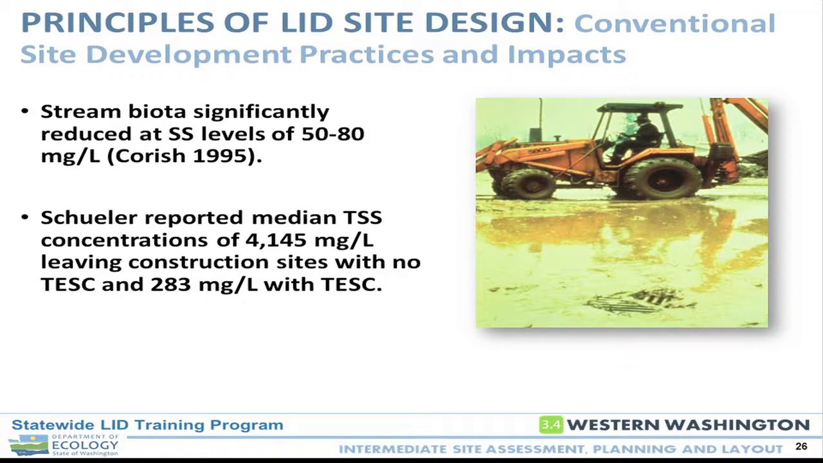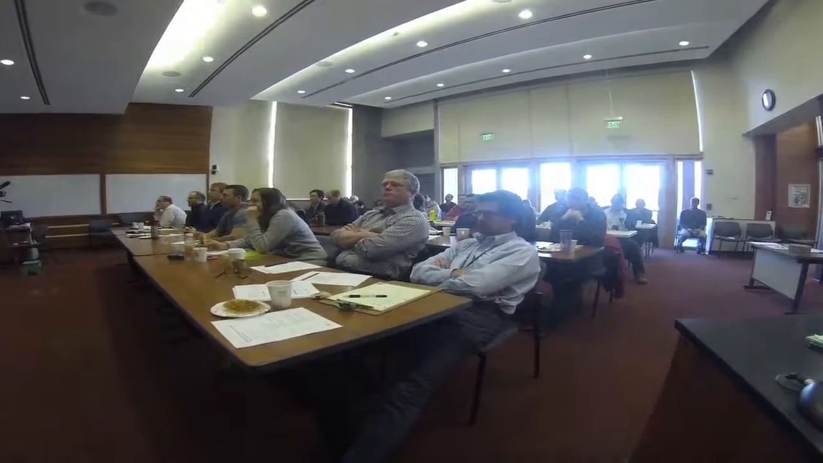Tom Schuler from Center for Watershed Protection reported median TSS concentrations of about 4,000 milligrams per liter leaving construction sites with no temporary erosion and sediment control, so that'd be probably a site like you see there in that picture. And then something like 280 milligrams per liter with temporary erosion and sediment control. So big challenge. How can we develop a site and at the same time keep those solids and TSS numbers down? And again, we'll talk about different techniques for doing that.